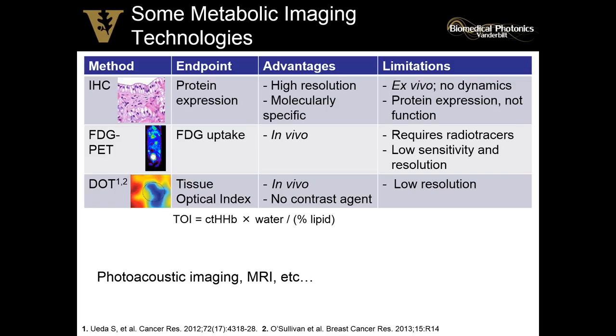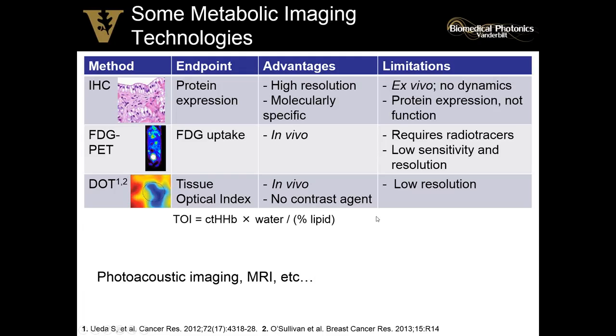Another technique under development is diffuse optical tomography, which is great because it's cheap and accessible, and it provides highly specific measures of tumor response to therapy using essentially the hemoglobin oxygenation, water content, and lipid content in the breast tumor. It can be done in vivo and it does not require contrast agents.